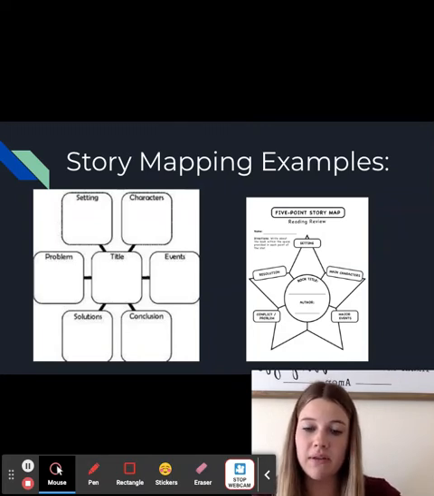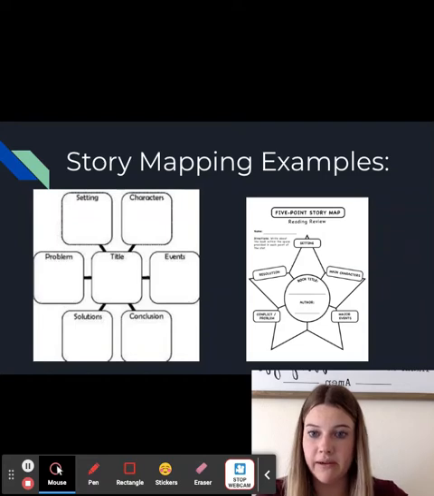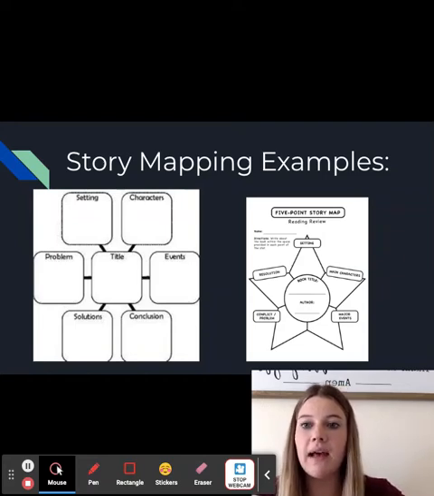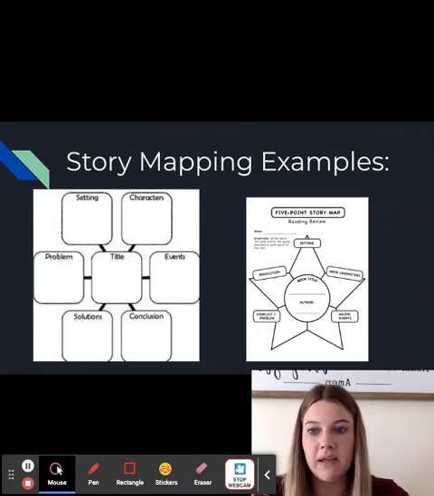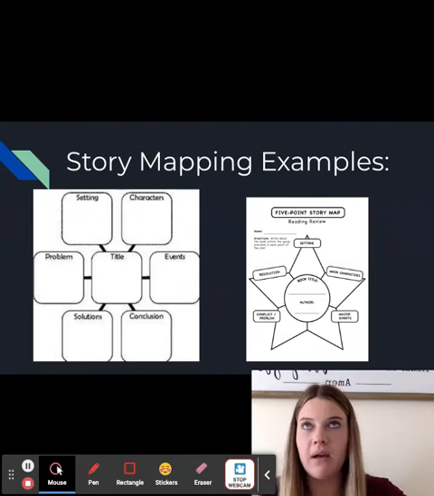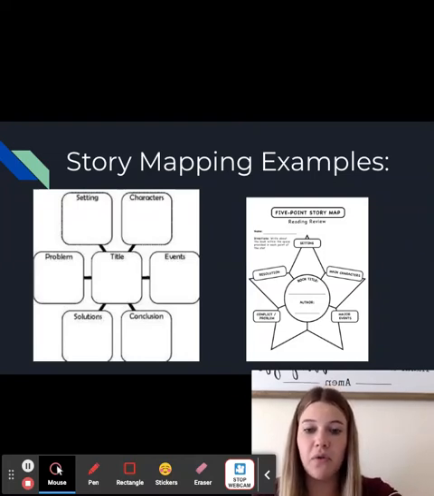Once students get more of the basic structures with story mapping, you can also make them more complex. So you can ask, is this character a major or a minor character? What is the biggest problem in this story? Make a plot mountain, and you can have them do those different things as they are story mapping. So those are some strategies for narrative texts.